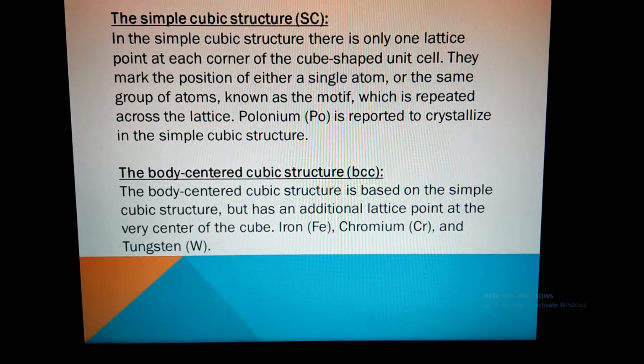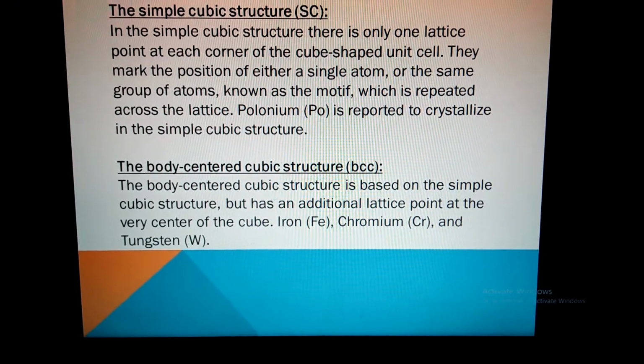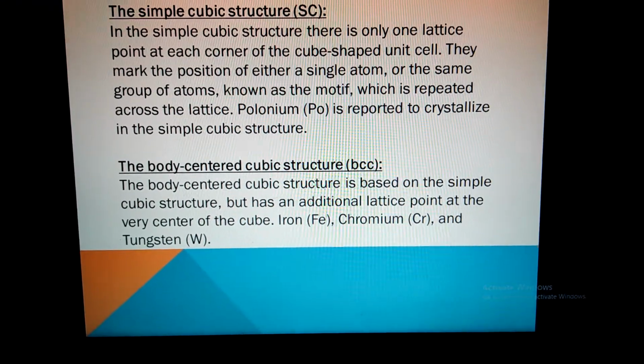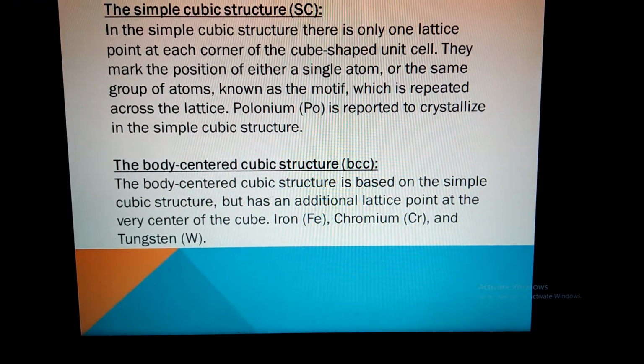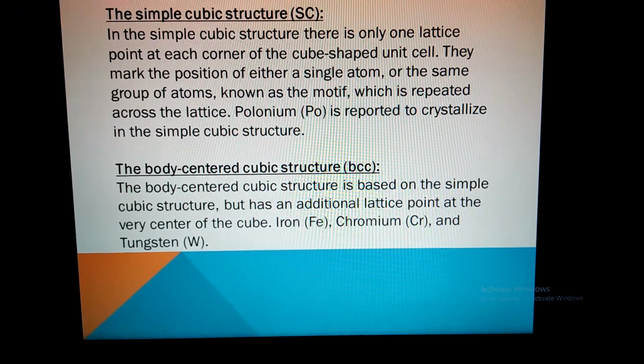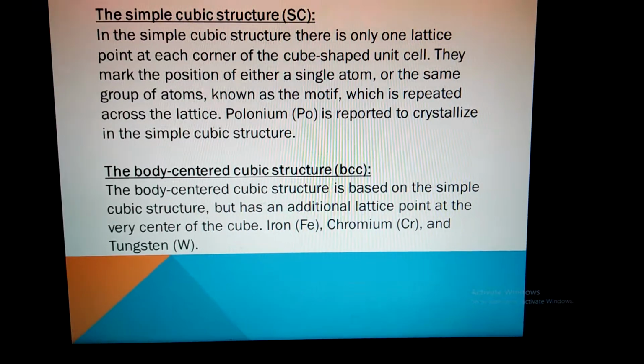The body-centered cubic structure is based on the simple cubic structure but has an additional lattice point at the very center of the cube: iron, chromium, and tungsten.